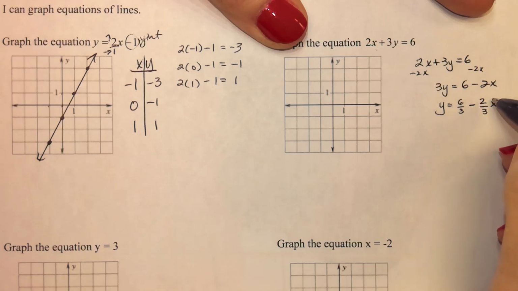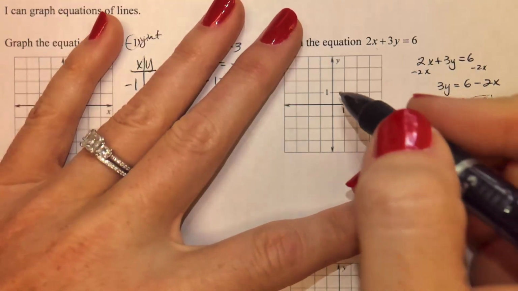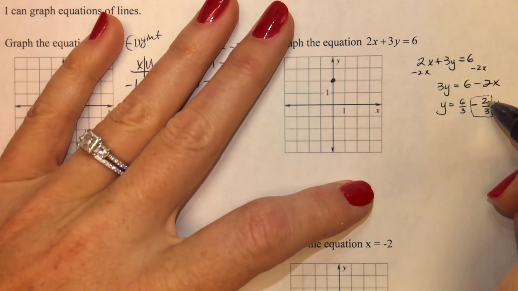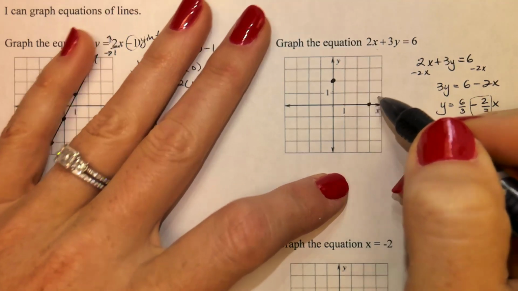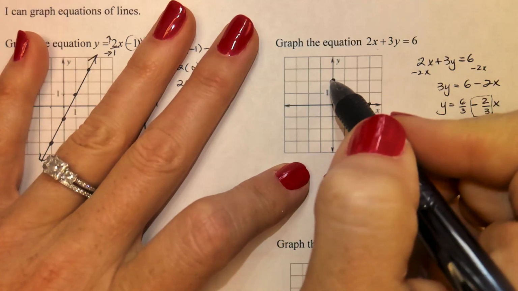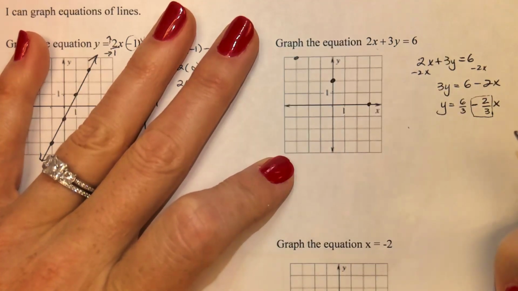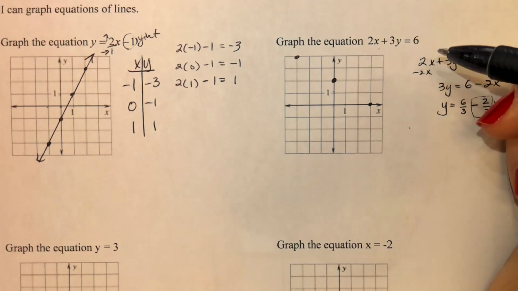And then remember, your slope is the thing that is next to the x. This is your y-intercept. So my y-intercept happens at 2. And my slope is down 2 over 3, so down 2 over 3. And down 2 over 3 will kind of put me off the graph, so I'll go back this way, so 3 and then 2.